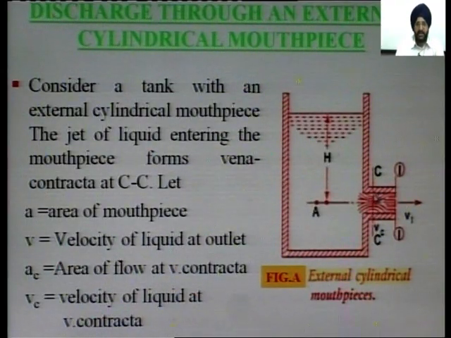Now, let small a be the area of the mouthpiece, V the velocity of the liquid at the outlet, AC the area of flow at the vena contracta, and VC the velocity of the liquid at the vena contracta.